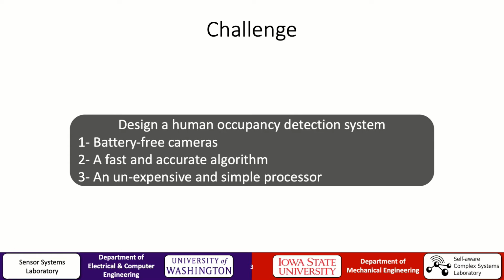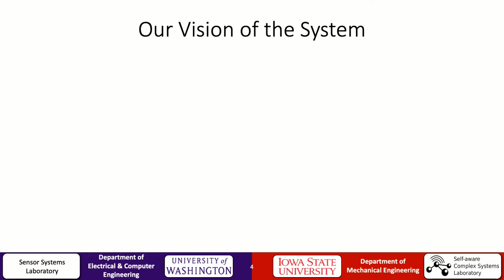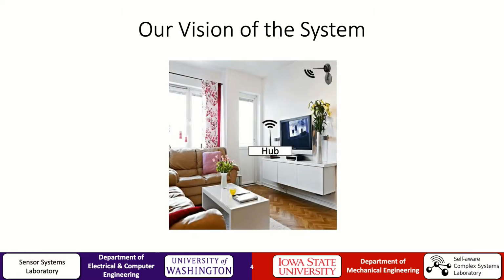Given these power requirements, here is the challenge we articulate. Can we design a human occupancy detection system that uses battery-free cameras, a fast and accurate algorithm, and a chip processor to sense human presence? If we can do this, we can have a battery-free camera that streams video to a hub for human occupancy detection.